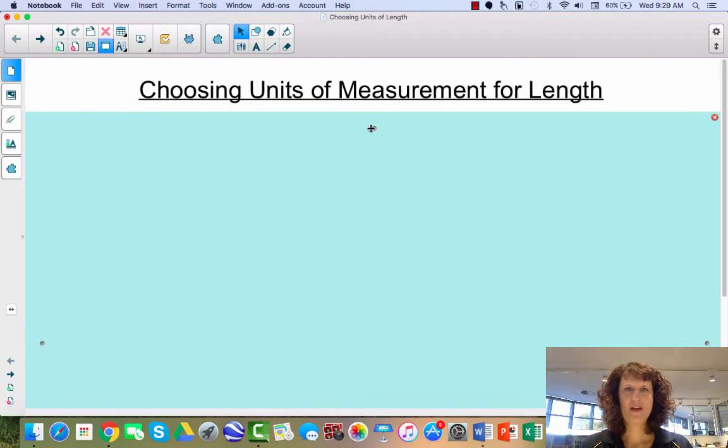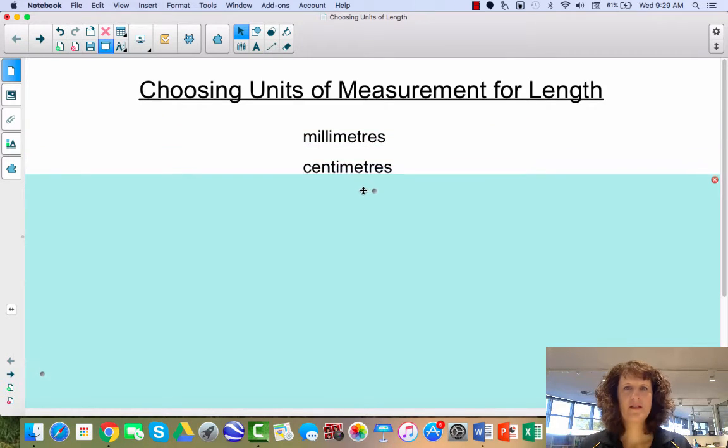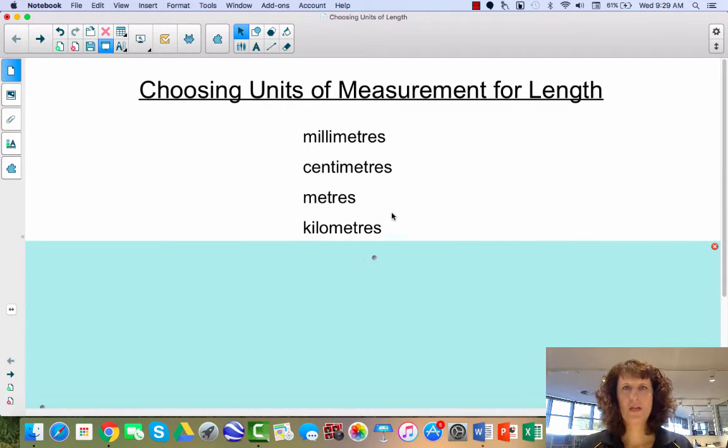This lesson is about choosing units of measurement for length. I hope that you know there are 4 metric units of measurement and that you can think in your head now what they are, and then I'm going to reveal them. So have a bit of a think about that for a minute. Here we go. Millimetres, centimetres, metres, and kilometres.